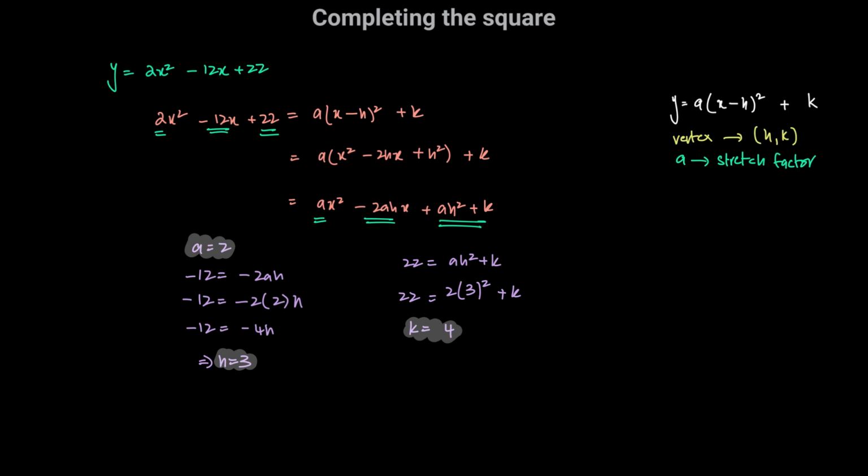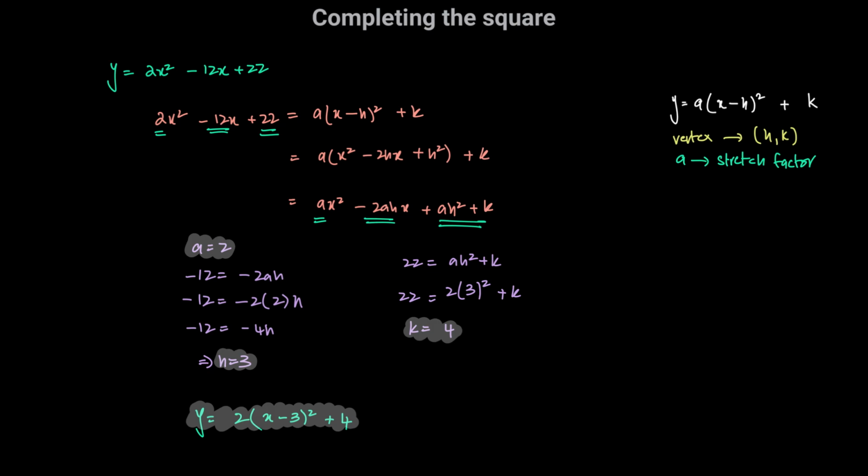So we can say that over here y is equal to a, which is just 2. So we have 2 times x minus h, the whole thing squared. So that's x minus 3, the whole thing squared, plus k. So that's plus 4 over here. So what we've done is we've written this quadratic expression in the completed square form.